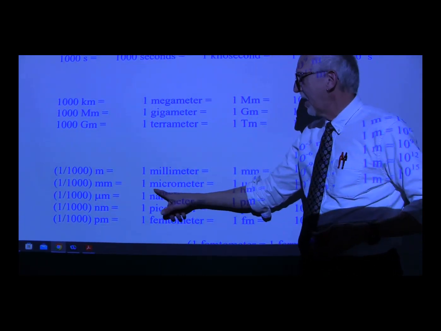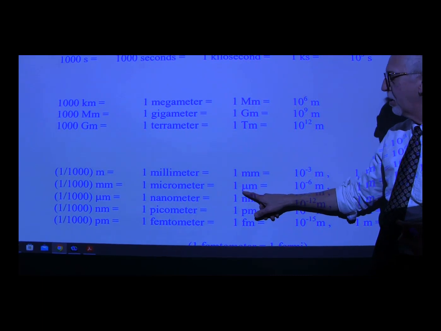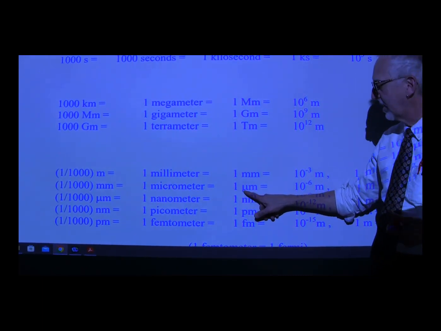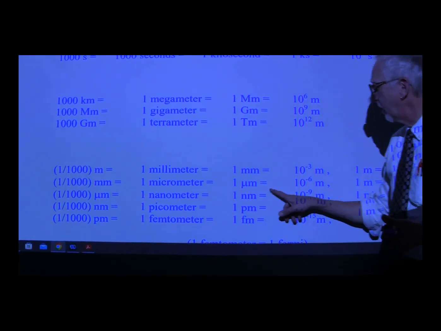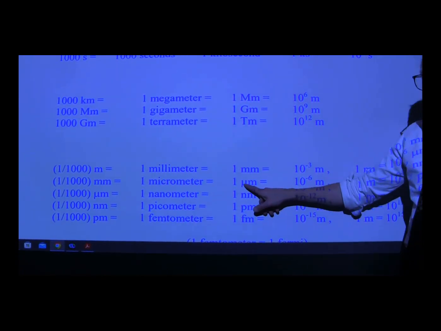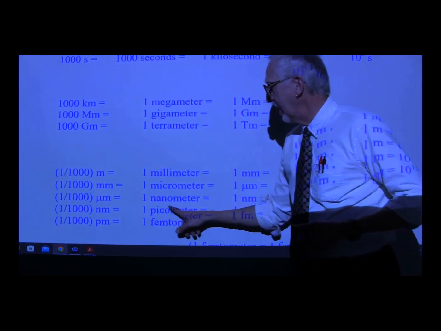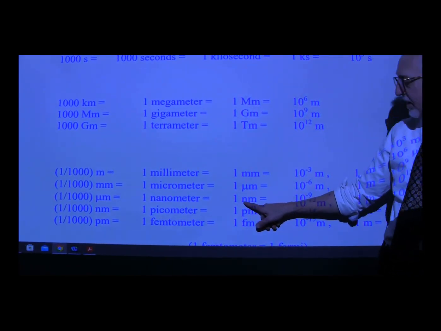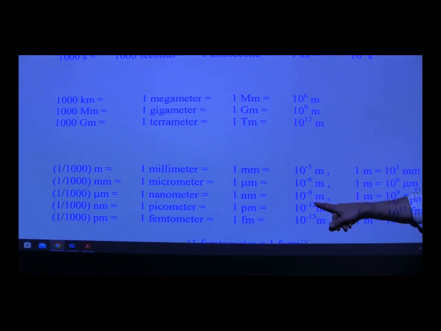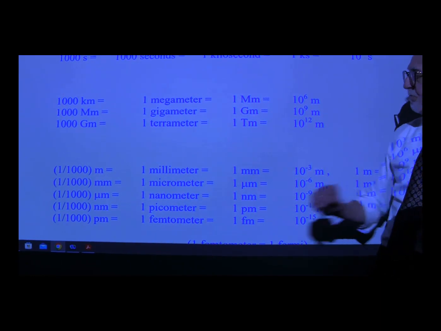1,000th of a milli is a micro. The symbol for micro is a Greek letter mu. I'll write that on the board in just a second. Greek letter mu. 1 micrometer is 10 to the minus 6 meters, or 1 meter is 10 to the 6th micrometers. 1,000th of a micro is a nano, abbreviation lowercase n, or 10 to the minus 9th meters, or 1 meter is 10 to the positive 9th nanometers.